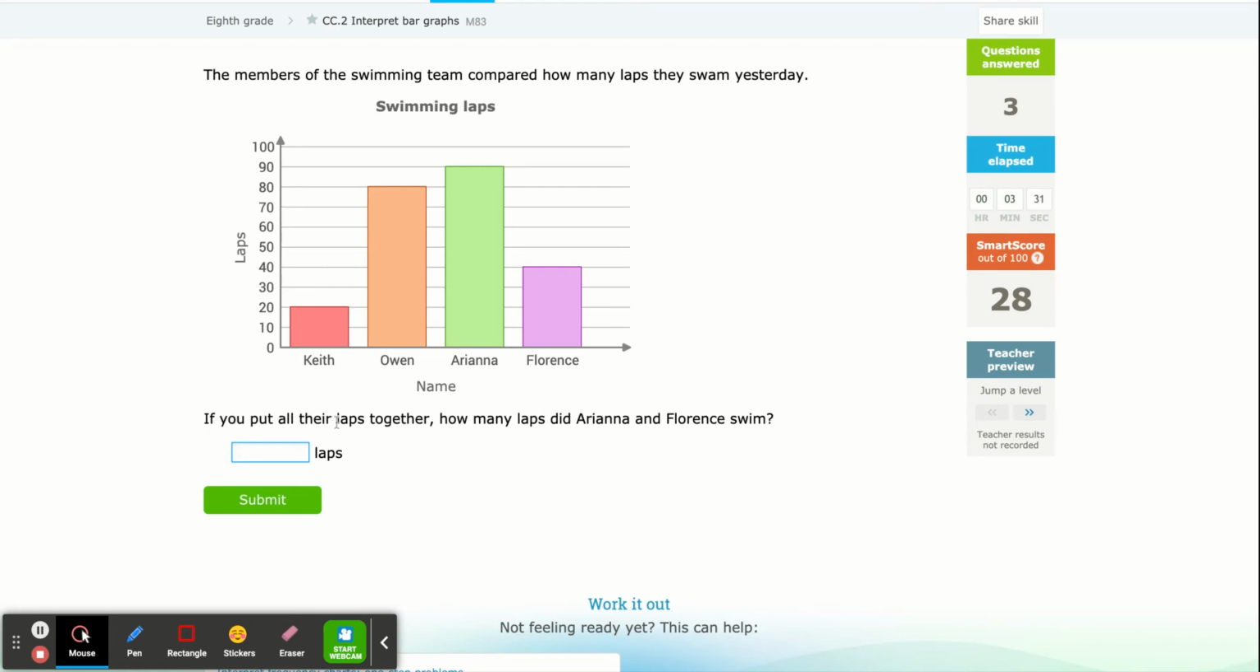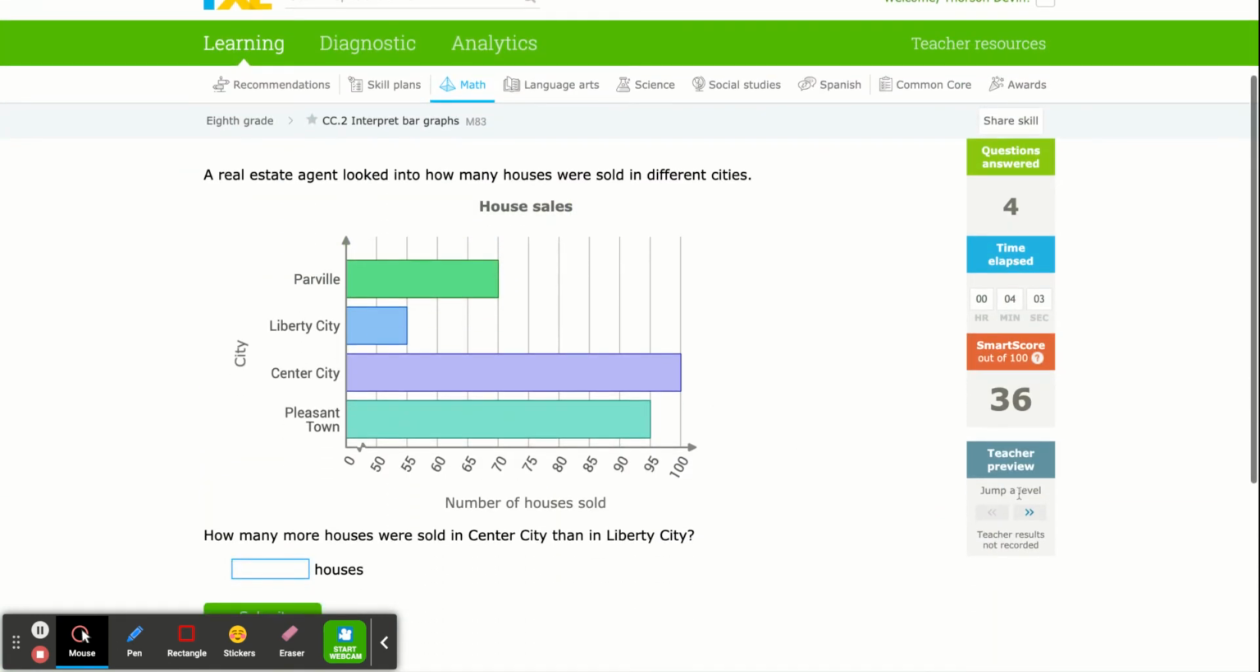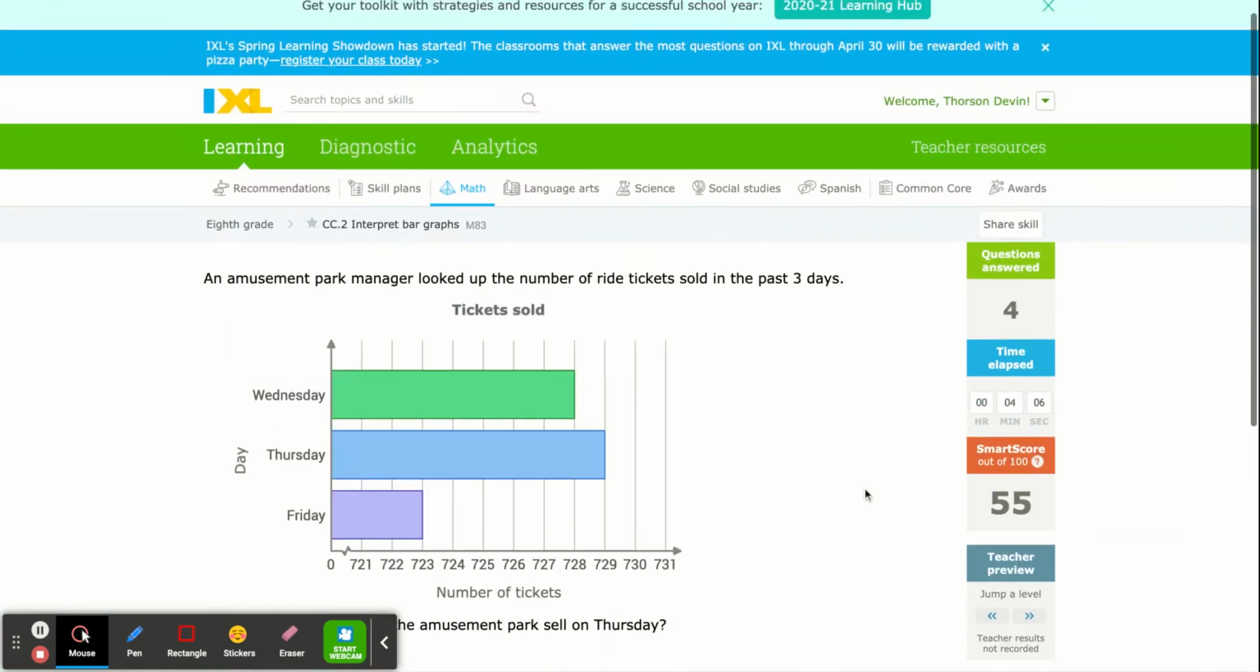If you put all their laps together, how many laps did Ariana and Florence swim? So again, we're talking Ariana and Florence. We're not talking Owen or Keith. So I'm going to look at just Ariana and Florence. Ariana did 90 laps, where Florence did 40 laps. So 90 and 40 together is 130. 130 laps. So again, as you get higher, they'll probably get a little more complex.